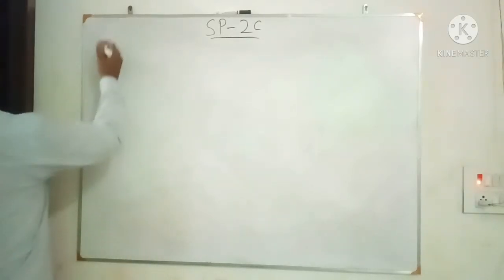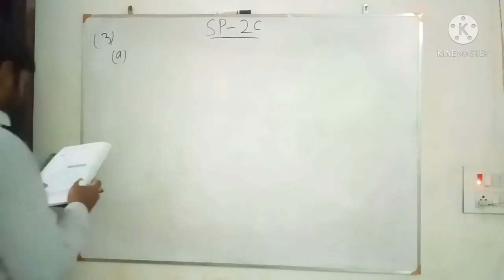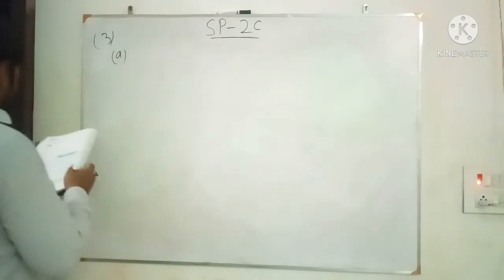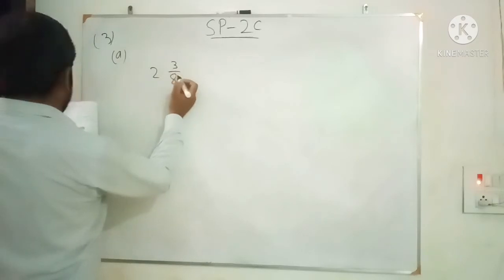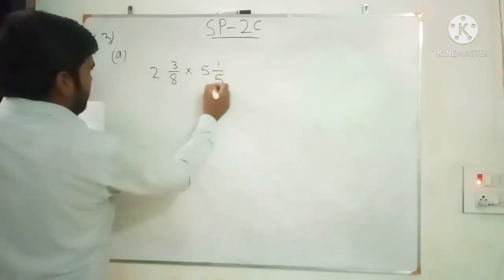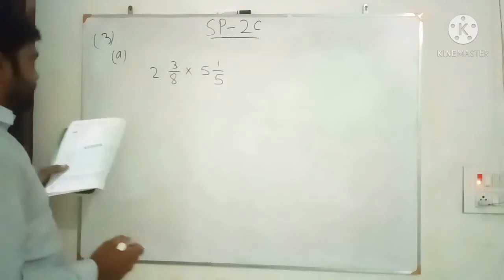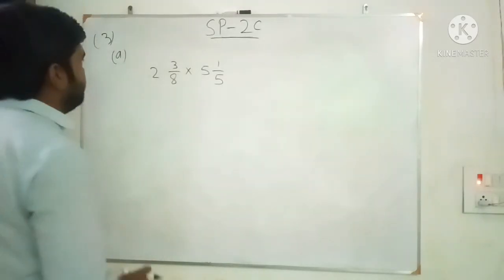Now question number 3a. 2 3 by 8 multiply 5 1 by 5. See how we have to do this question.